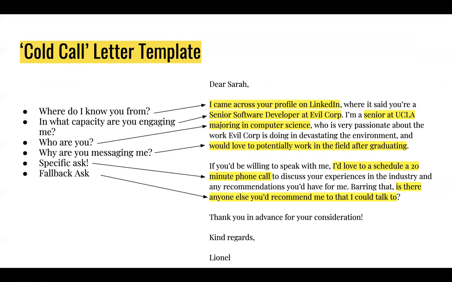So here's an example of what a cold call letter might look like, with some key elements. Start off by saying, where do I know you from? Where am I emailing you? How have I gotten your contact information? In what capacity am I reaching out to you? What role is relevant to me? Very briefly, who I am. What is the specific interest? Why am I messaging? Then what is the specific ask?